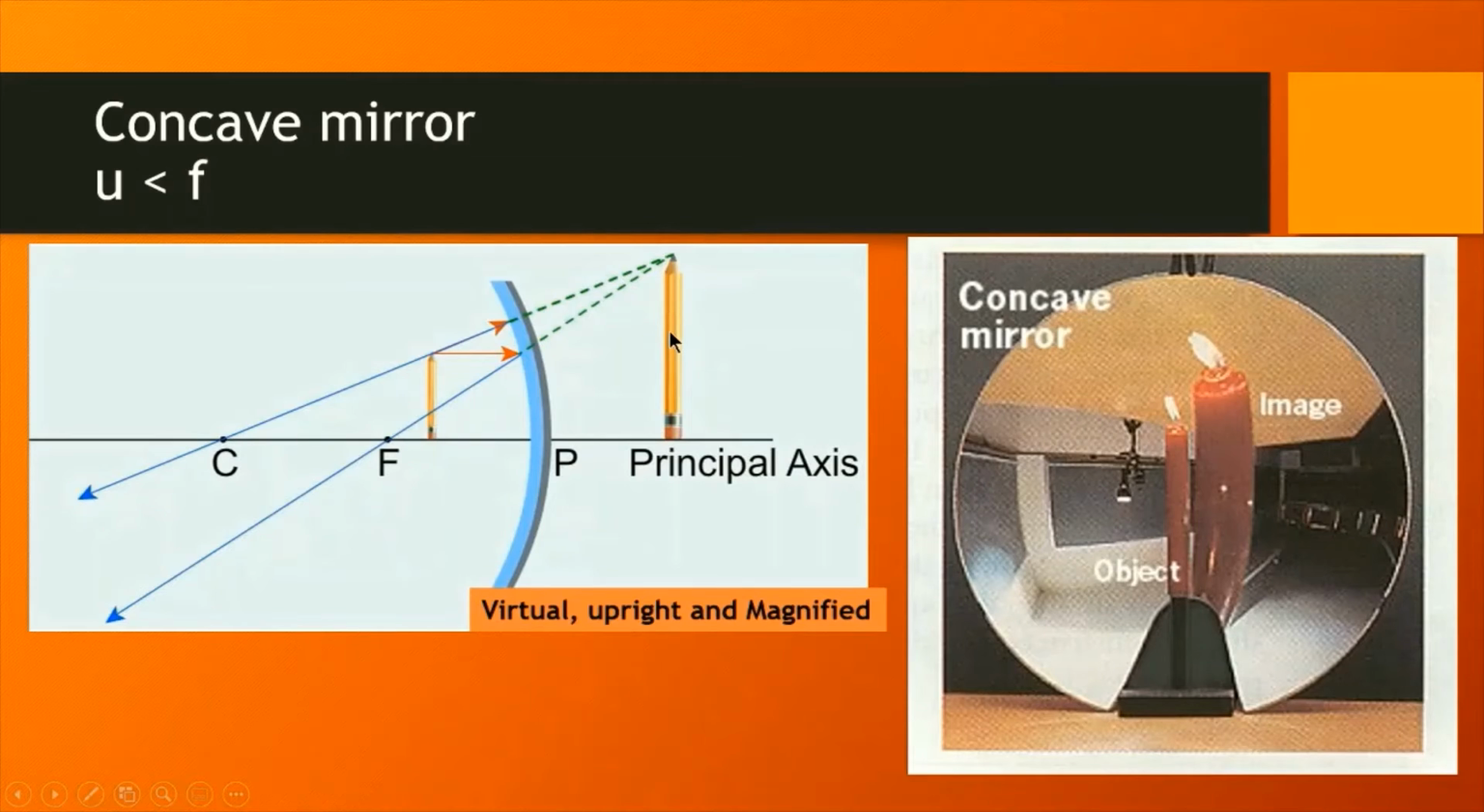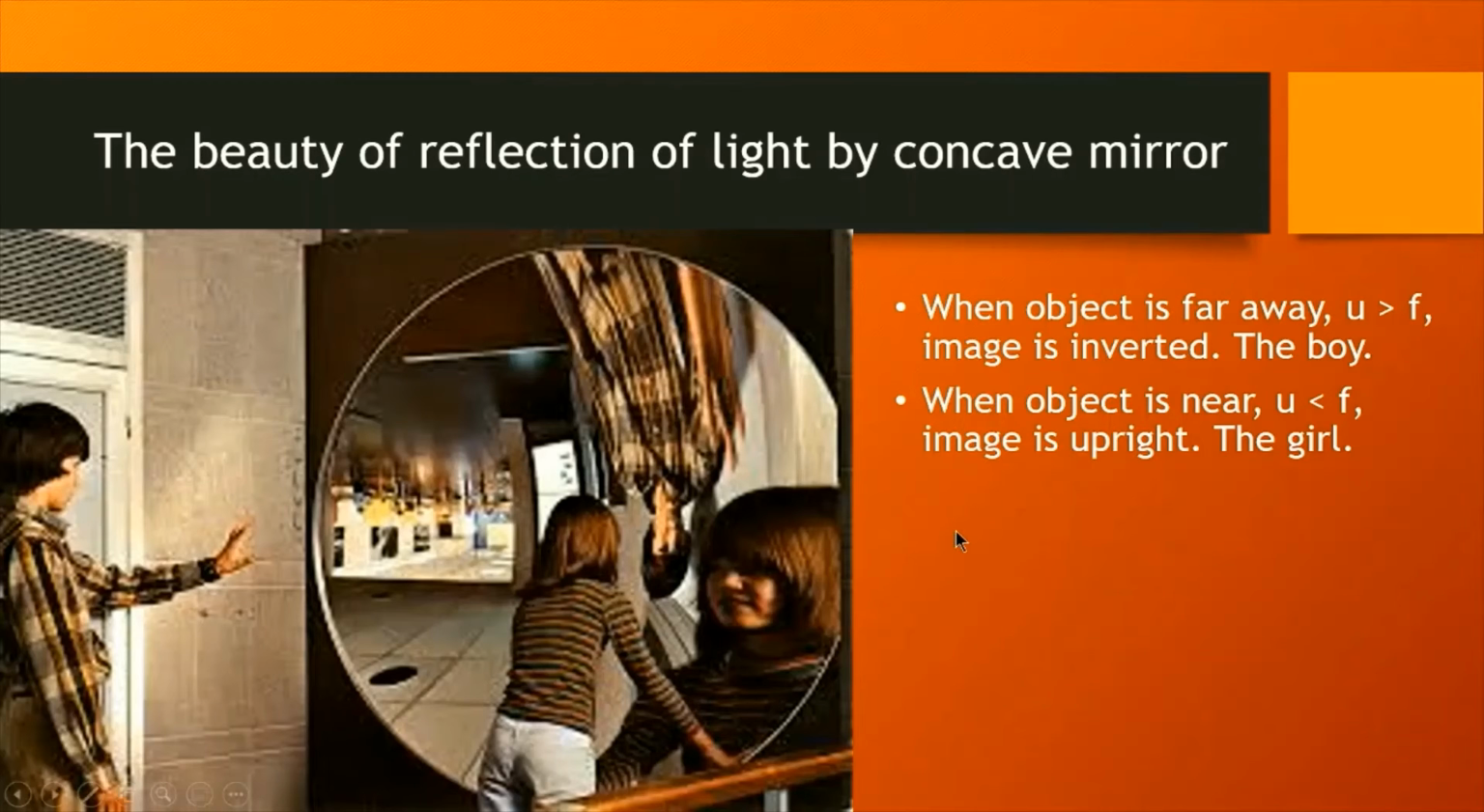Okay. All right. So you see this photo here. This object is a candle and the image is upright and it is bigger. So it's virtual, upright, and magnified. All right. Now we have studied the images of concave mirror, and we see that certain times it is real, certain times it is virtual.